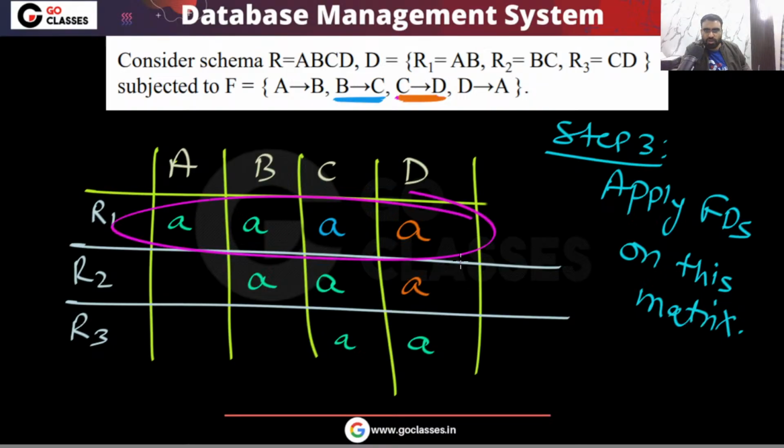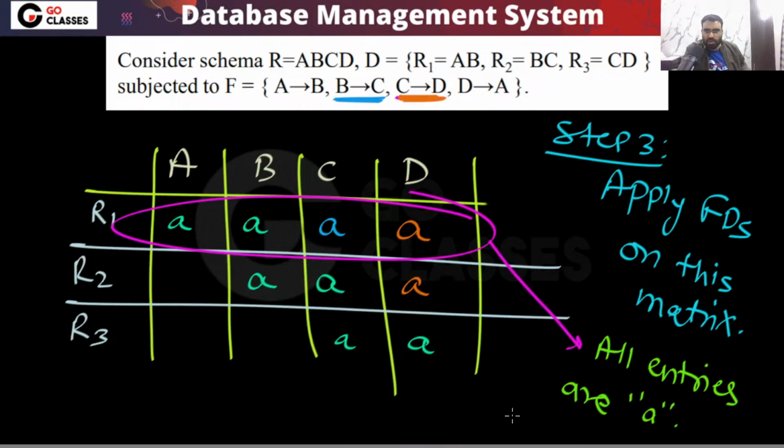So let's focus on this tuple. Here you can see every entry is A. Because all entries are A, now you can stop, and you can say that this decomposition is lossless.